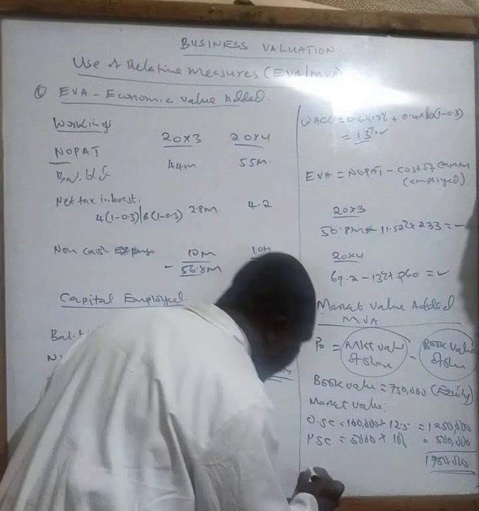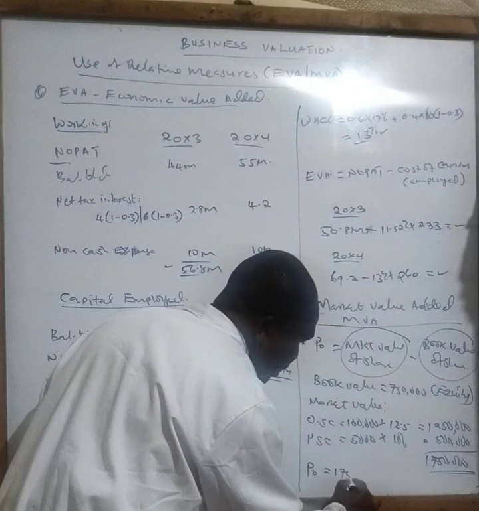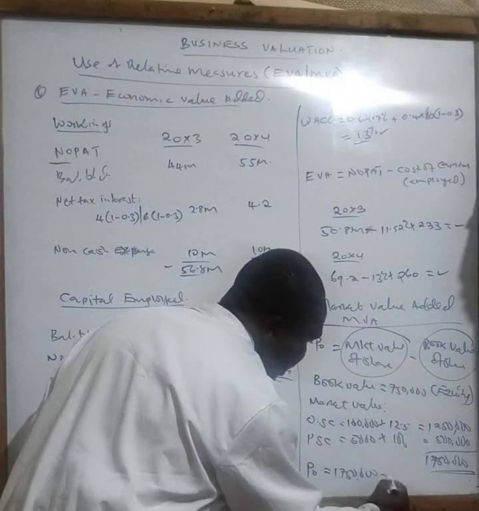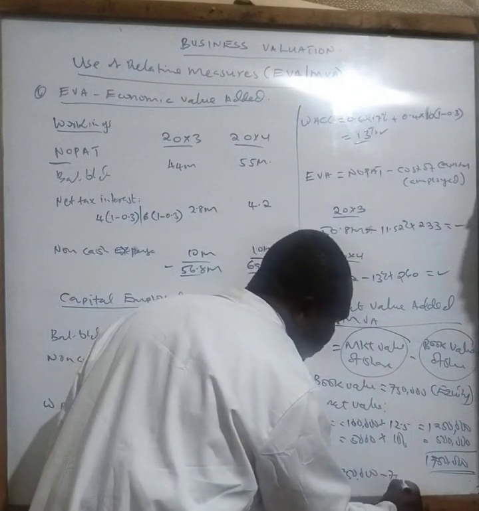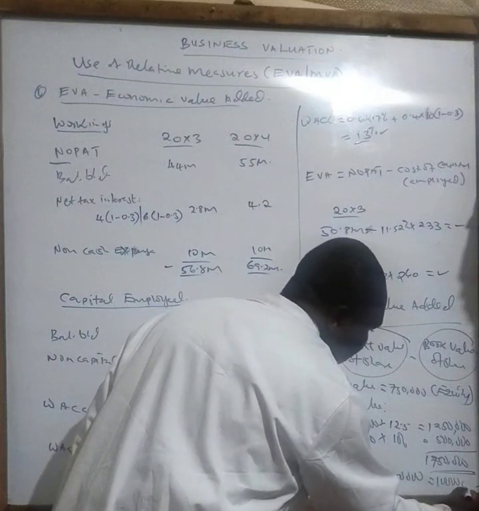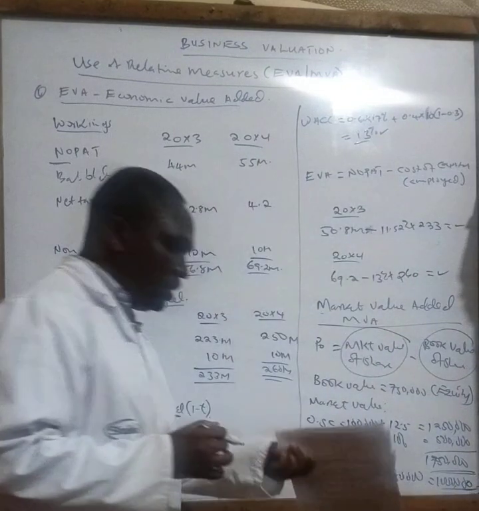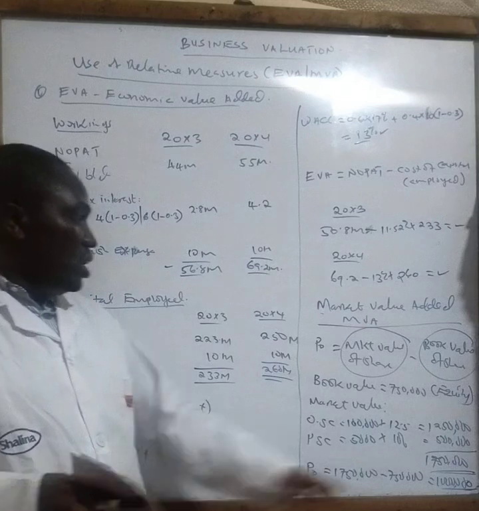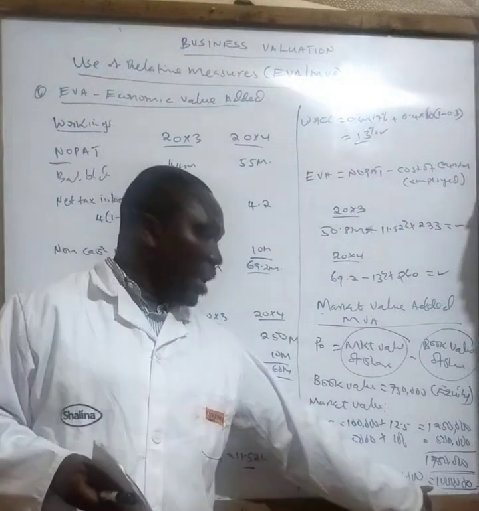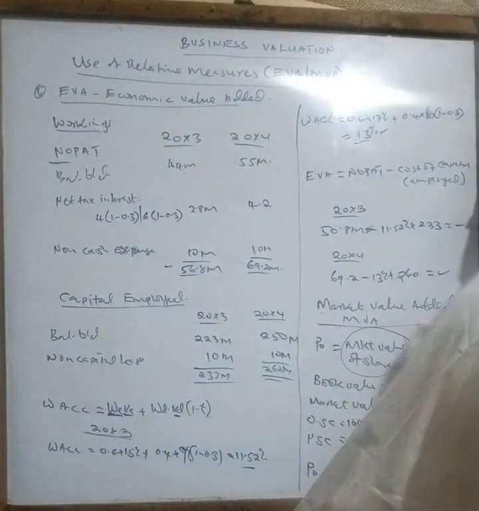So therefore I can say the value of that particular element is 1,750,000 minus 750,000. Your answer is 1 million. So there is a positive. Okay, so it means that the value added to the company is 1 million. Correct. I hope you are getting it right. So let's move on.